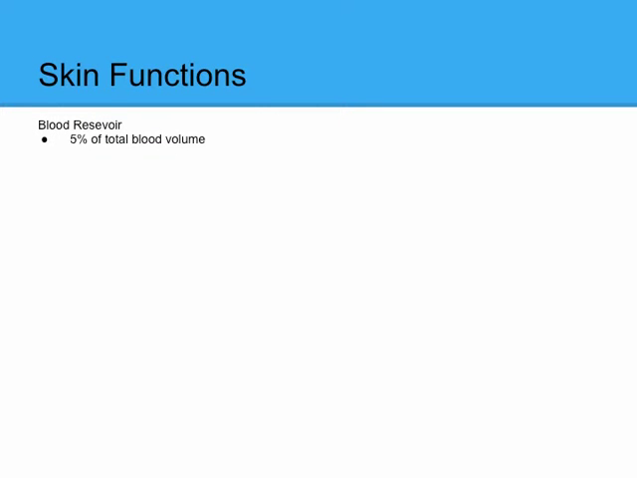It serves as a blood reservoir. At any given time, the skin holds about 5% of total blood volume. That will change depending on temperature and activity. If you're sprinting in the cold, your skin probably won't contain as much blood as if you're resting on the beach in the sun. Okay, but just on average, it contains about 5% of total blood volume.